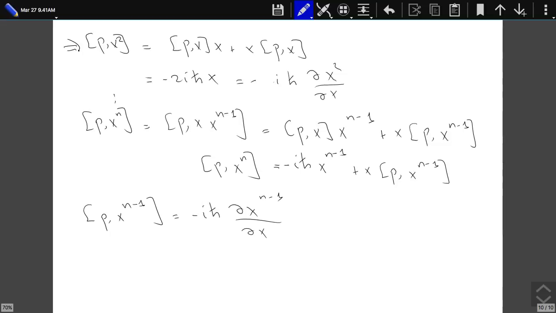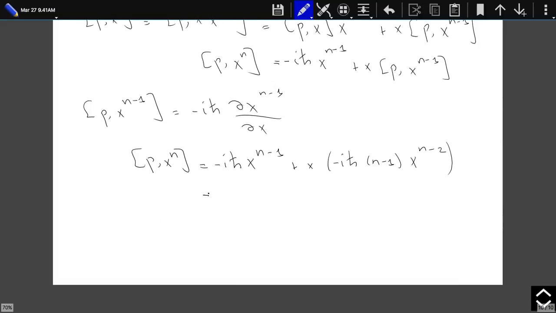I will assume that it holds for up to some number n minus 1, and then I will try to prove that it holds for x to the power n, the next one. So let's see, the commutator of p with x to the n is equal to minus i h bar x to the power n minus 1 plus x times minus i h bar times n minus 1 times x to the power n minus 2. So this is minus i h bar n times x to the power n minus 1, which is minus i h bar, the derivative of x to the n divided by del x.